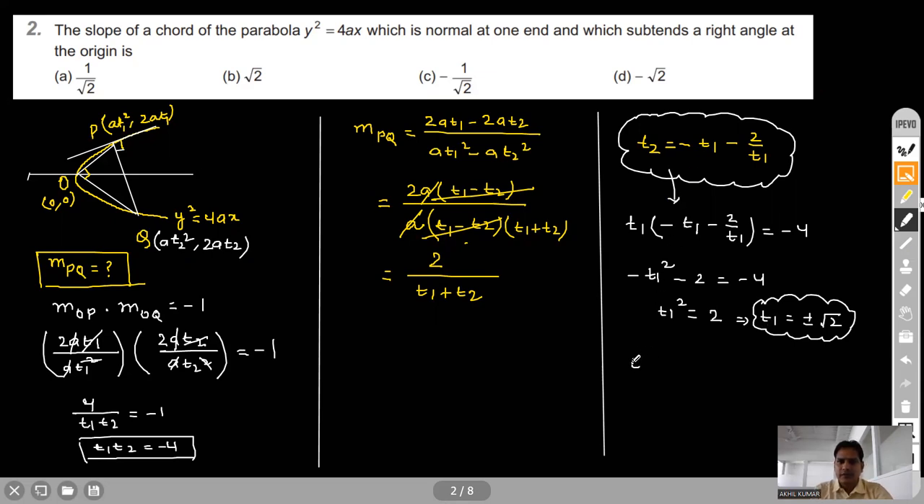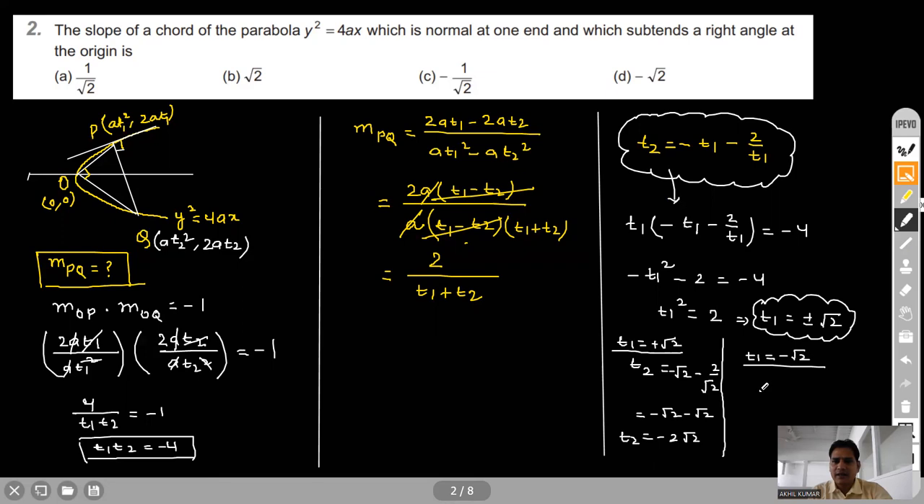Now, what will be the value of t2 if we got t1? Suppose I'm considering t1 as plus root 2 in the first case. And one more case will be when t1 is equal to minus root 2. So when t1 is plus root 2, what will be our t2? It will be minus of root 2, and minus of 2 upon root 2. Is it okay? So it will be minus root 2, and this thing will become root 2, so minus 2 root 2. So when t1 is plus root 2, our t2 is minus 2 root 2. And when t1 is minus root 2, our t2 will become 2 root 2. You put the value of t1, you will get this value.